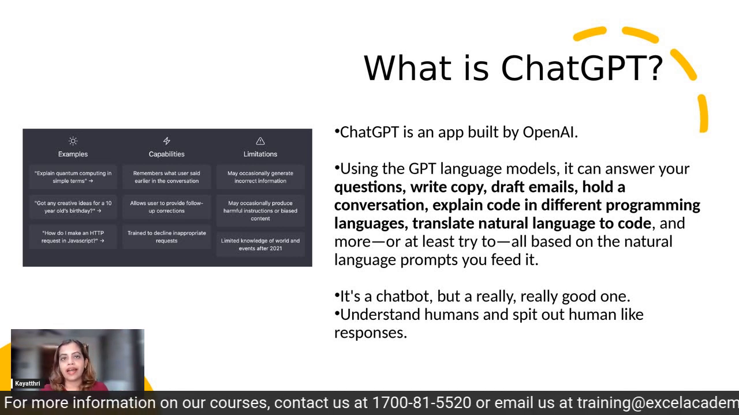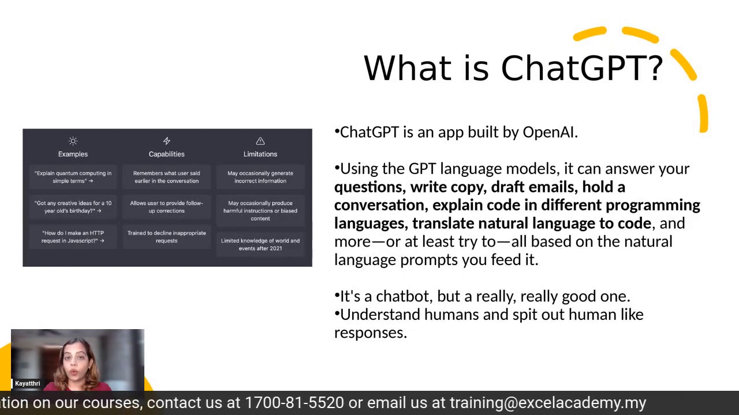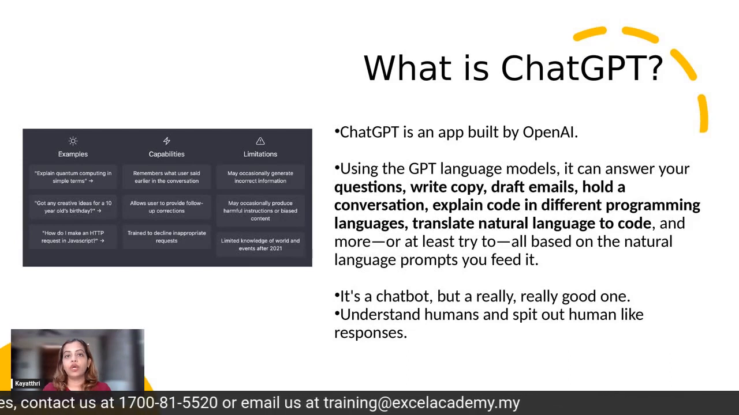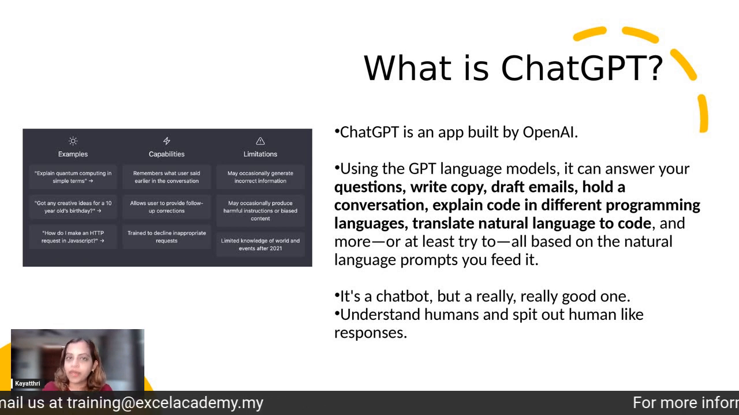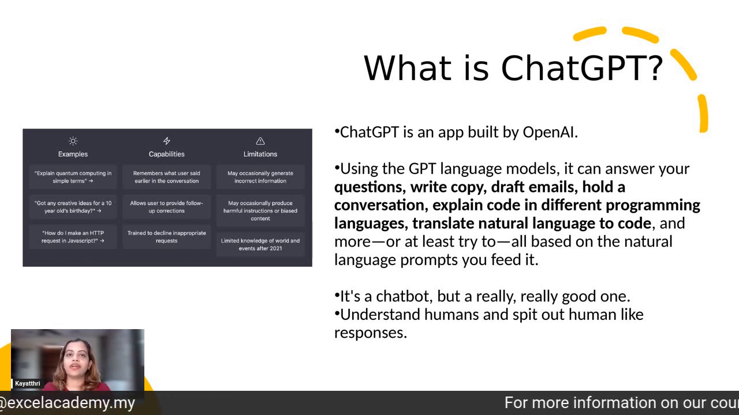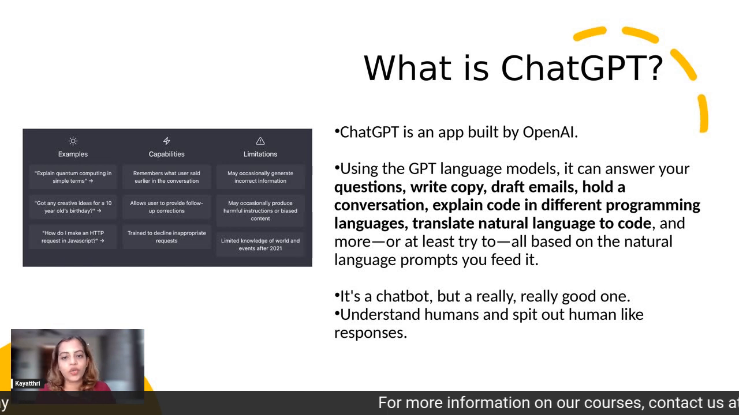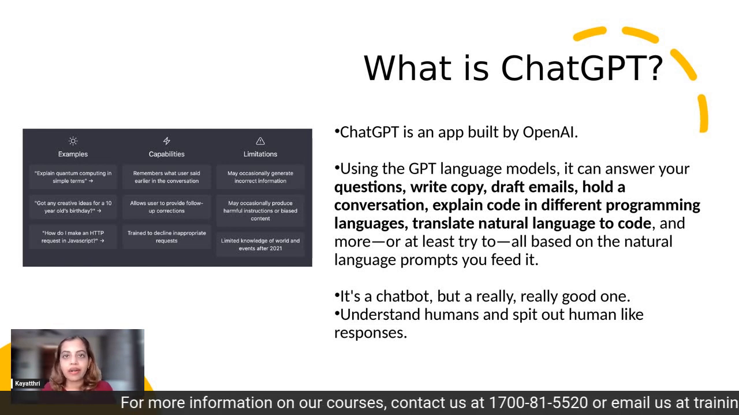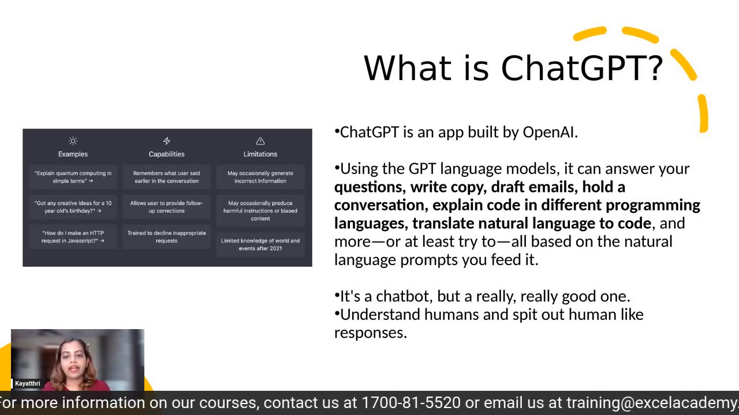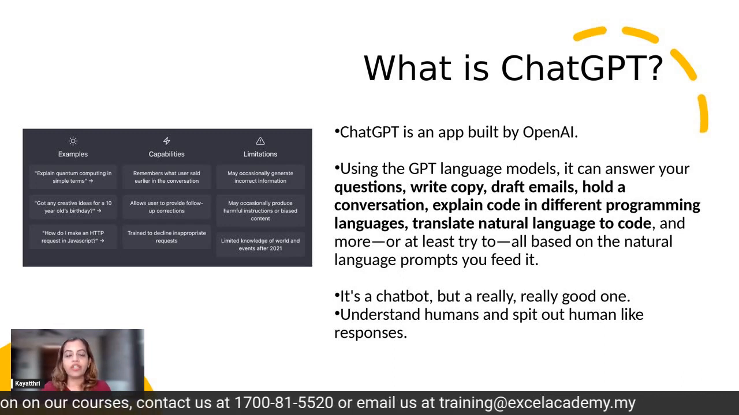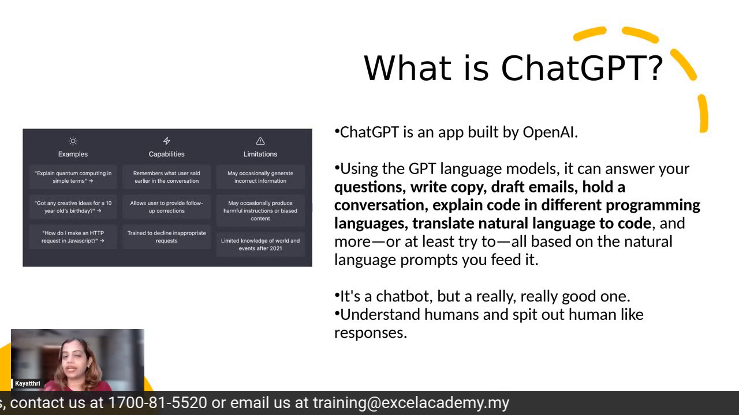Not only that, it can actually write code. It can even look through your website and suggest improvements. It can advise on the SEO keywords to use. It can explain code in totally different programming languages. And if you have a language you need to translate into code, it can translate.